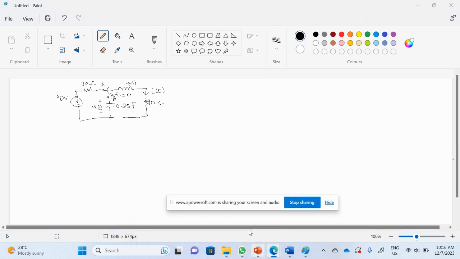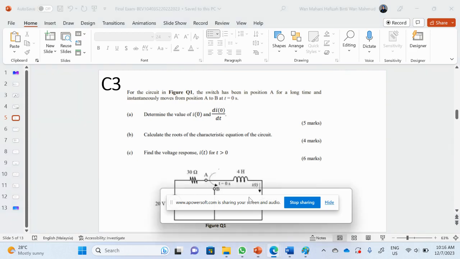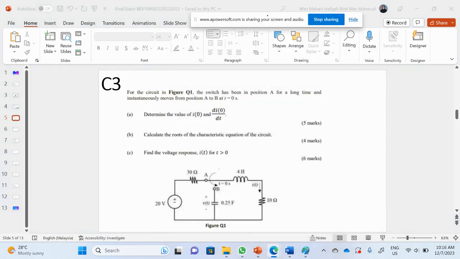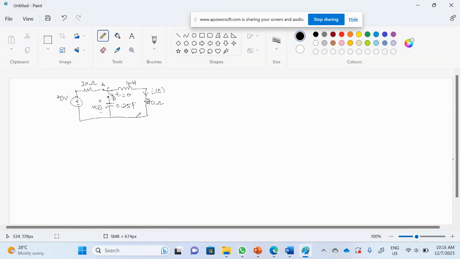Kejap saya nak double check. Susah betul lah benda ni. Okay, 20, 30, 0.25, 4 dan 10. Okay, so dah betul kot.